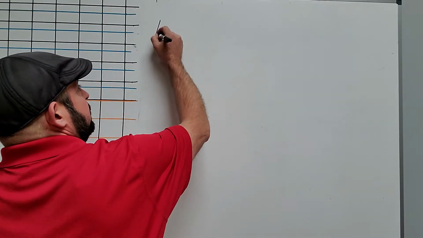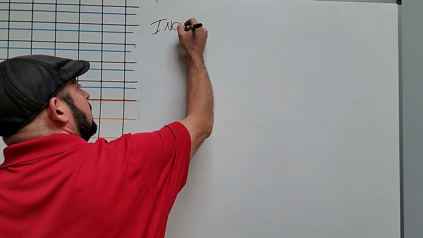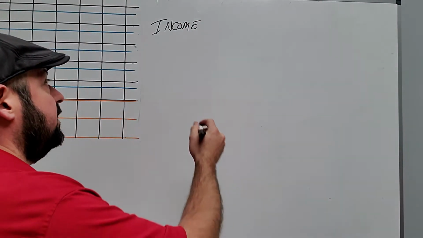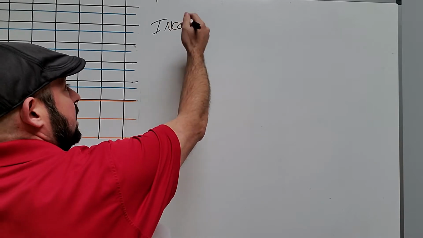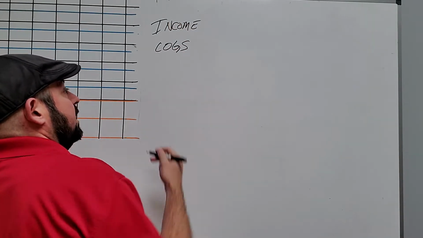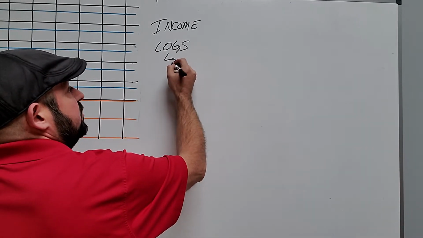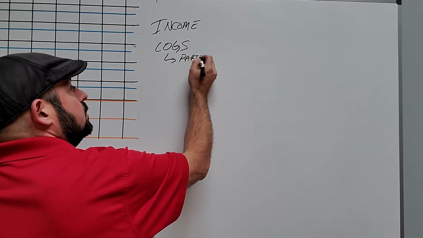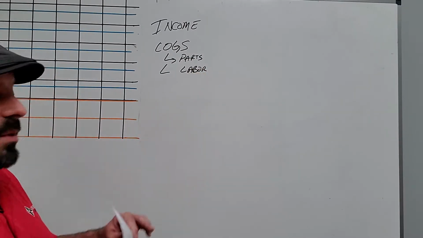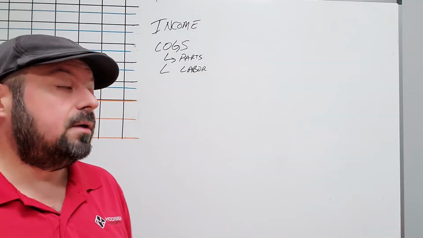The structure, first things first, income. Every business has income, otherwise you're not a business. So there's number one, bam. The next thing out of income is going to be your cost of goods, your COGS, right? And for us, we've got two main components of this. We've got parts and we've got labor. So there's going to be percentages involved in there.